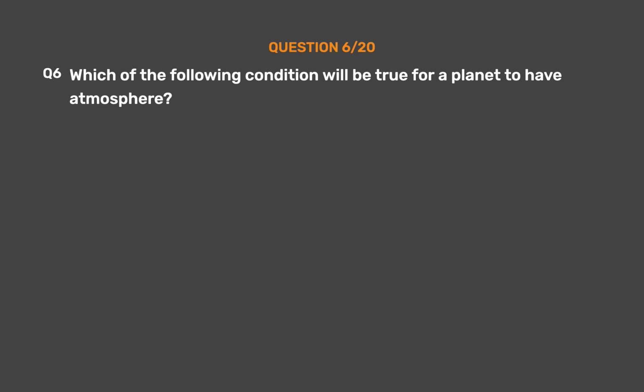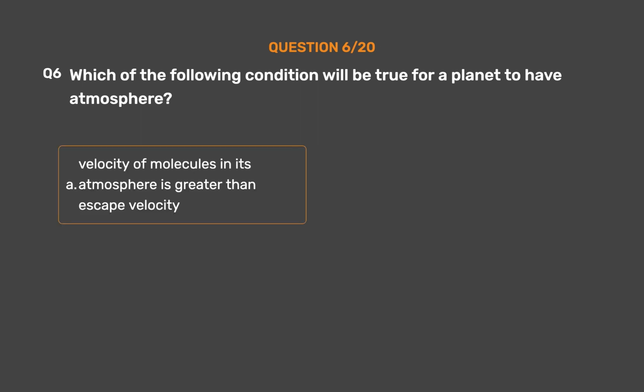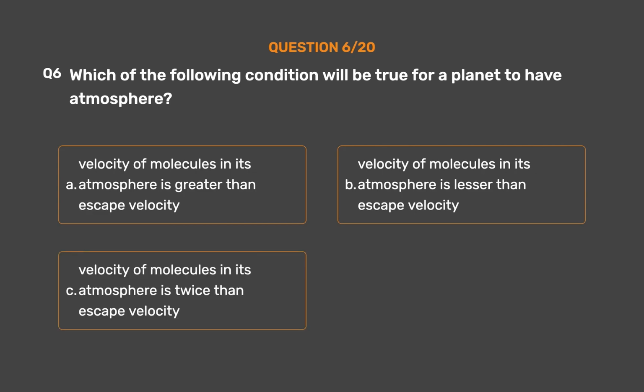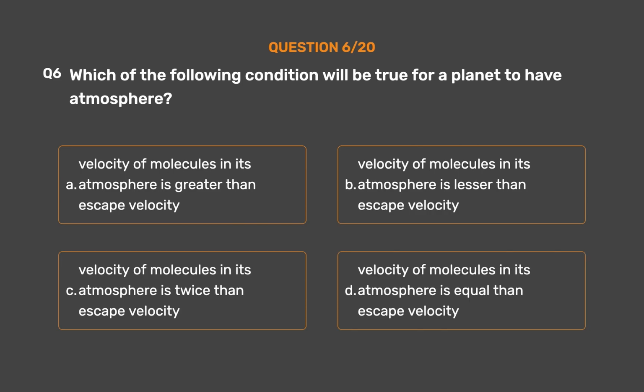Question number 6. Which of the following condition will be true for a planet to have atmosphere? Option A. Velocity of molecules in its atmosphere is greater than escape velocity. Option B. Velocity of molecules in its atmosphere is lesser than escape velocity. Option C. Velocity of molecules in its atmosphere is twice than escape velocity. Option D. Velocity of molecules in its atmosphere is equal to escape velocity. The correct answer is Option B. Velocity of molecules in its atmosphere is lesser than escape velocity.